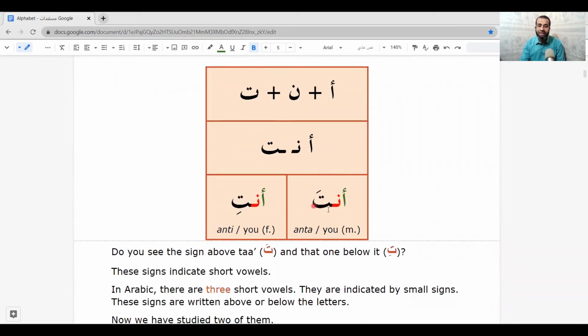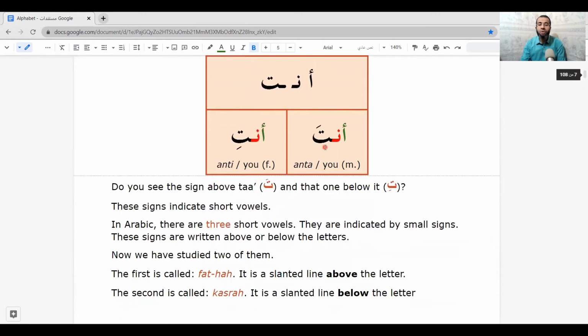But look here, there are two words. You see the difference? Do you see the sign above ta and that one below it? This one above ta and this one below it. Do you see this sign? What is this? Look here, we say anta, which means you, male, and anti, which means you, female.